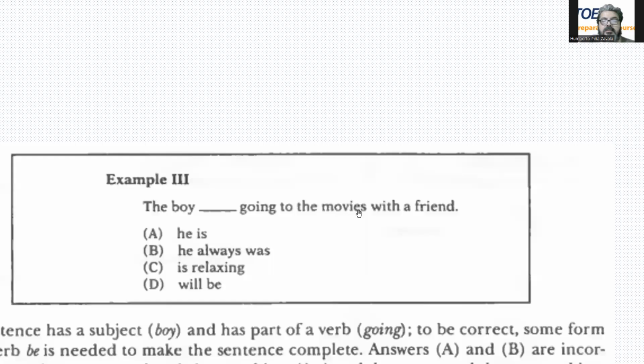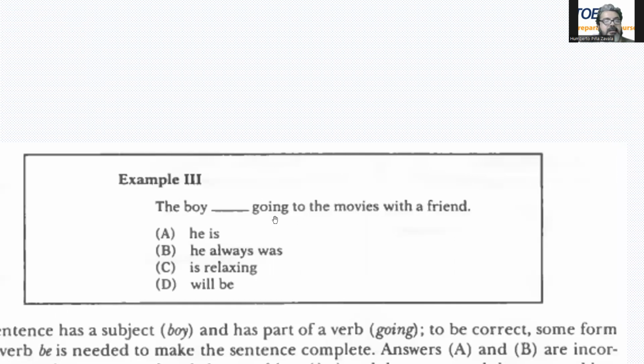The boy going to the movies with a friend. Okay, so here we have a subject, the boy, and we have going, which may be confused with a verb. Now, letter A, we have an extra subject, he is, so we don't use that. He, again, we have the boy, so this extra subject I don't need. It could be C and D because they are verbs without the subject.